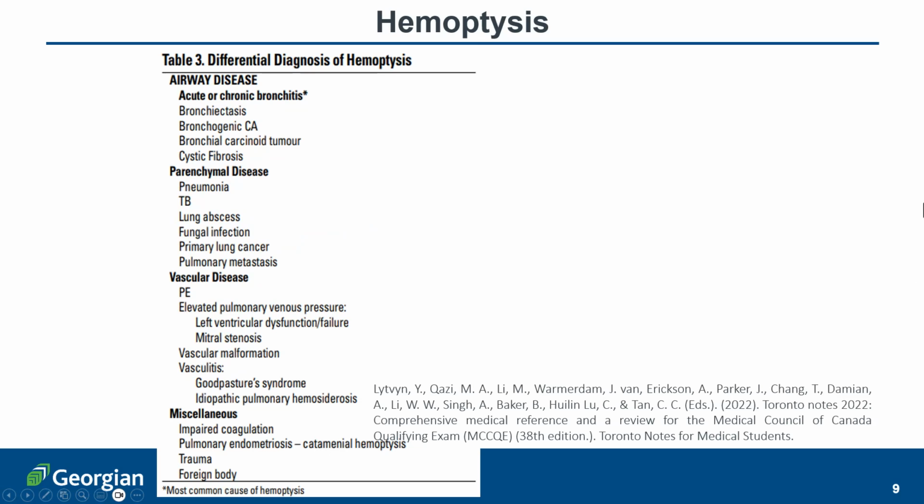Hemoptysis is another clinical manifestation associated with the respiratory disorders. So what are the common causes of hemoptysis, of coughing up of blood? It could be acute or chronic bronchitis, acute bronchitis due to an infection, chronic bronchitis due to COPD, various parenchymal diseases such as pneumonia, TB especially, various vascular diseases such as pulmonary embolism, and miscellaneous causes as well. So we're going to focus upon acute and chronic bronchitis, especially in the context of COPD, cystic fibrosis. We'll discuss pneumonia, TB, and primary lung cancers, pulmonary embolisms, and that's pretty much about it.